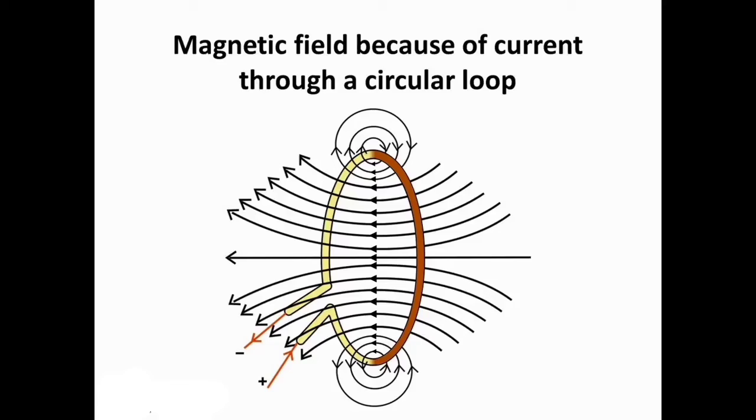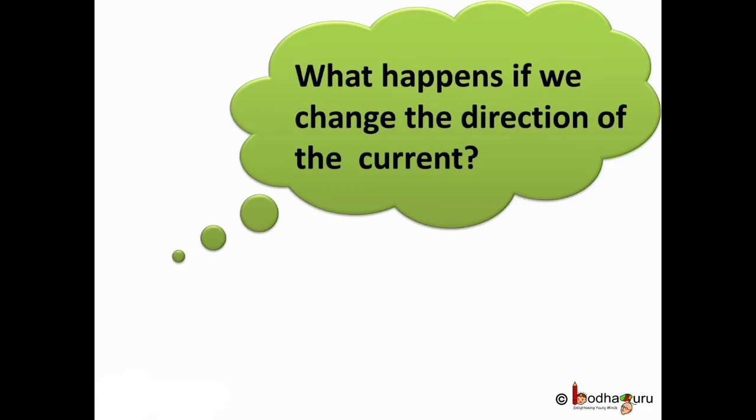These concentric circles represent the magnetic lines. Look closely and you will find that the magnetic field created by the two sections of the conductor actually add up as the direction of magnetic lines inside the loop is the same. Thus, we can say a loop creates a more powerful magnetic field than a straight conductor. Now, you may wonder what happens if we change the direction of the current?